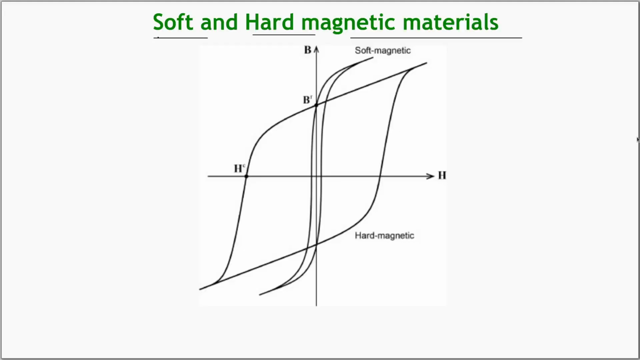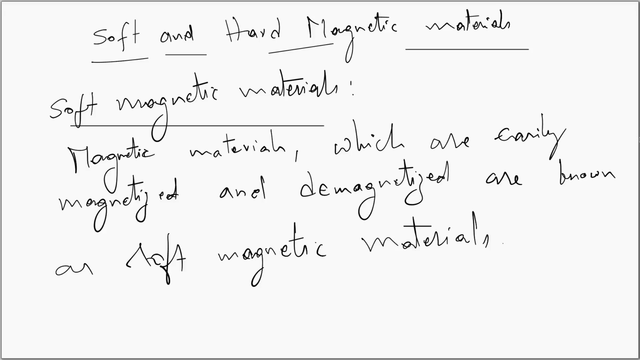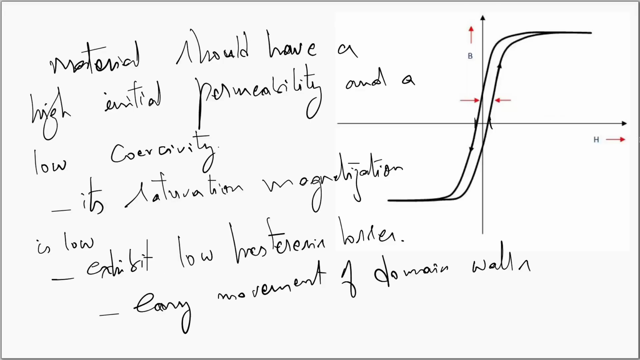In this video, we have tried to understand the soft and hard magnetic materials. Before understanding the soft and hard magnetic materials, we have discussed the ferromagnetic domain theory briefly. The magnetic materials which are easily magnetized and demagnetized are known as soft magnetic materials. These materials should have a high initial permeability and a low coercivity, and their saturation magnetization is low, and they exhibit low hysteresis losses. The area under the hysteresis loop also is small. Because of the small coercivity, easy movement of domain walls is required in the case of soft magnetic materials.